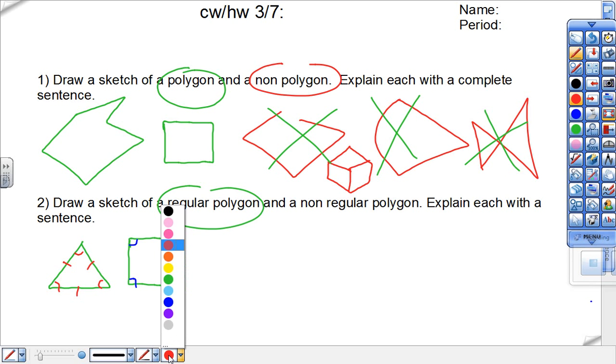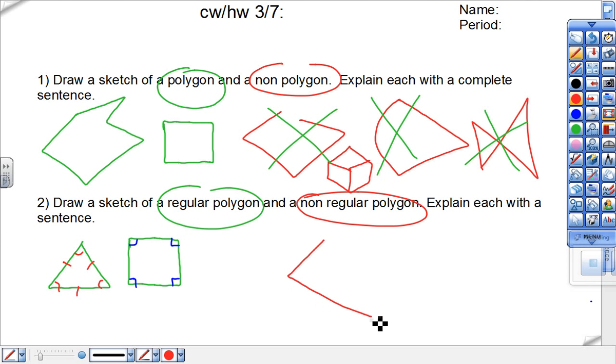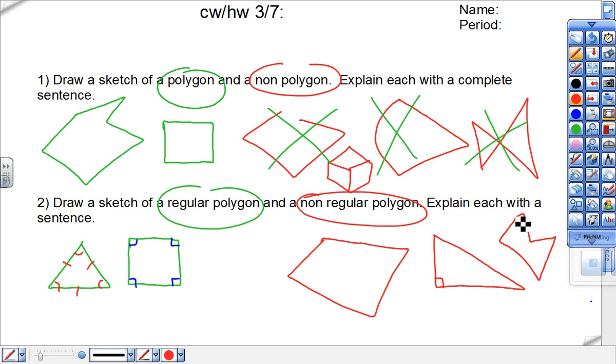Non-regular polygons are just polygons that are not the same length all the way around. That is a non-regular polygon. A right triangle is a non-regular polygon. Non-regular polygon. Those are all polygons still. They don't have openings. They don't crisscross. They don't have rounded sections, but they are not regular polygons. Regular polygons need to have all equal lengths.